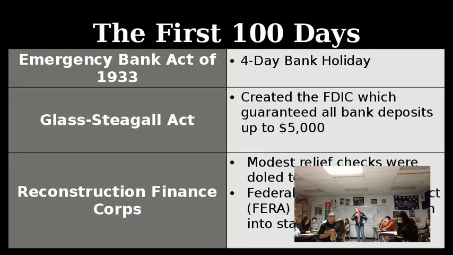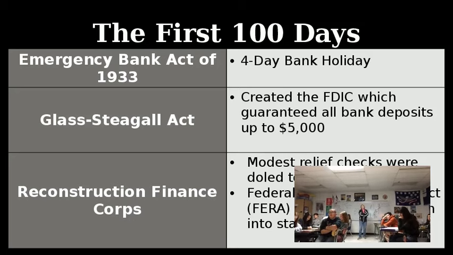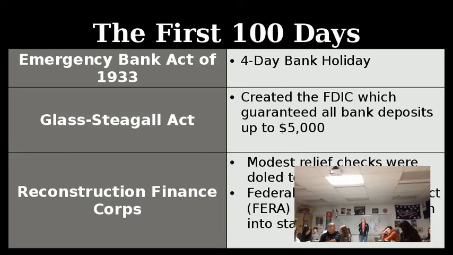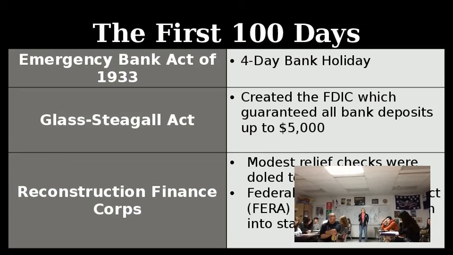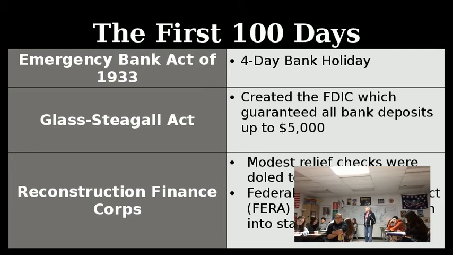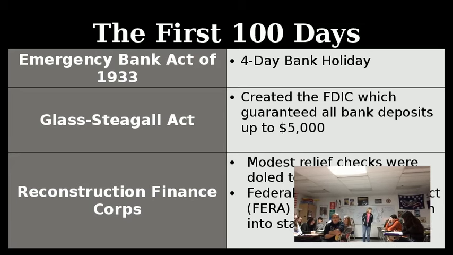When we get to the first 100 days, these are the first things he did. One of the very first things he passed was the Emergency Bank Act of 1933. What this did was put all banks on a 4-day holiday, basically shutting their doors. And during that time, bank inspectors went into the banks to make sure that they were fiscally sound, meaning they had enough money in their depository to take care of their customers. As soon as a bank inspector cleared a bank, they could reopen their doors. And when the public saw that the bank had reopened, they knew that the government had basically given it its seal of approval, that this bank is safe to use.